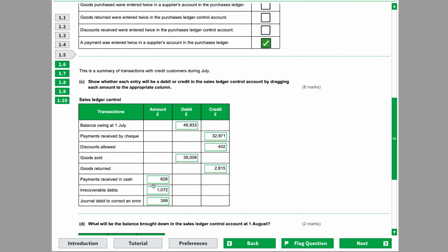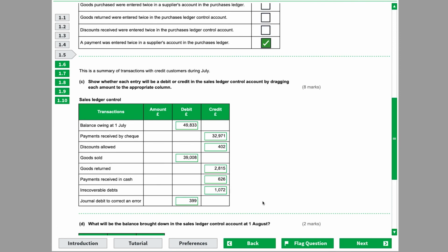Payments received in cash would go on the credit side again, reducing the amount owed. Irrecoverable debts would also go on the credit side. This is where we've written off the debt as we believe it will no longer be received. And this may happen, let's say, if a customer went into liquidation. Then lastly, journal debit to correct an error. Well, the clue is kind of in the name here. If the journal is a debit entry, that would go on the debit side of the account. And that covers part C.